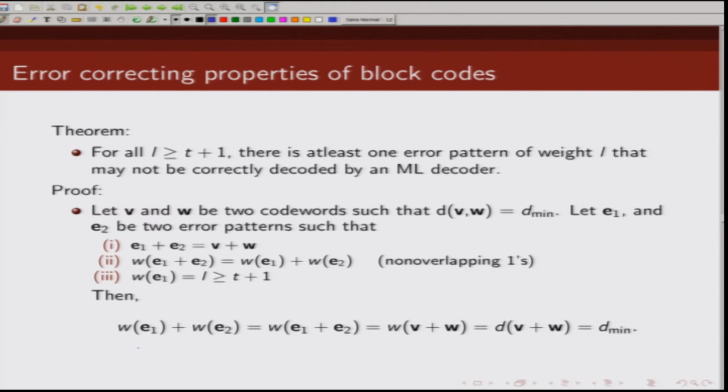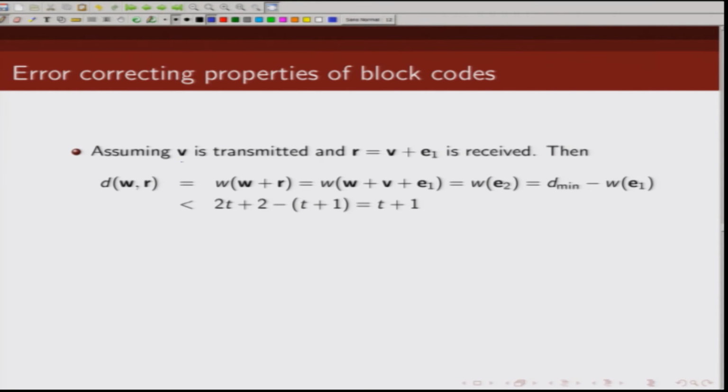So, the way we have chosen our error pattern, the weight of E1 plus the weight of E2 is given by the weight of E1 plus E2, this is from 2, and from 1 we know E1 plus E2 is nothing but v plus w. So, this is the same as the weight of v plus w, and this is nothing but the Hamming distance between v and w, and we have said the Hamming distance between v and w is the minimum distance. So, this is equal to the minimum distance.